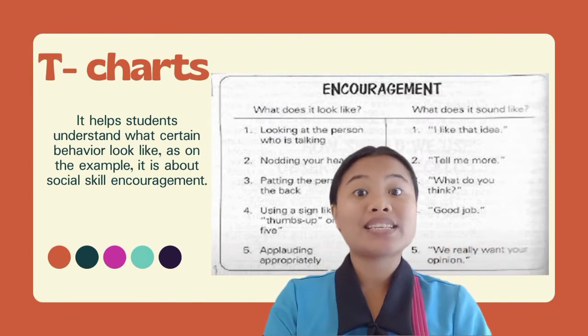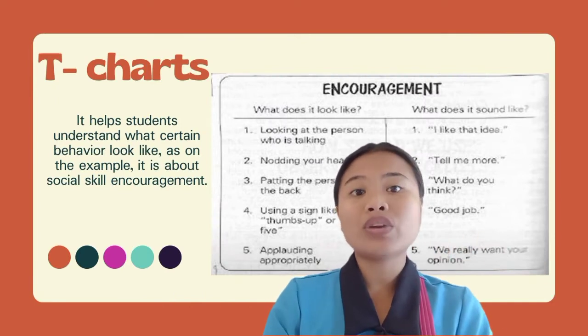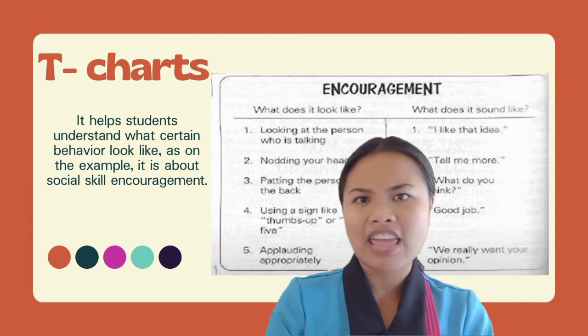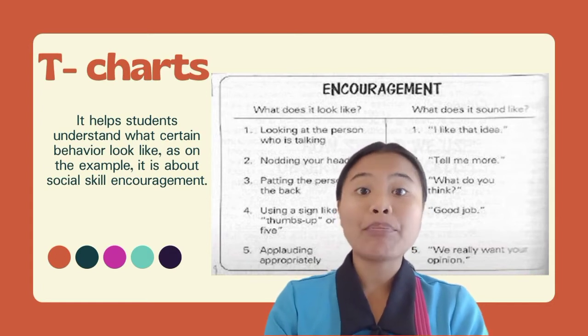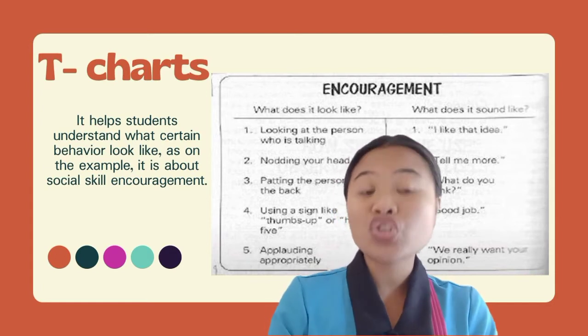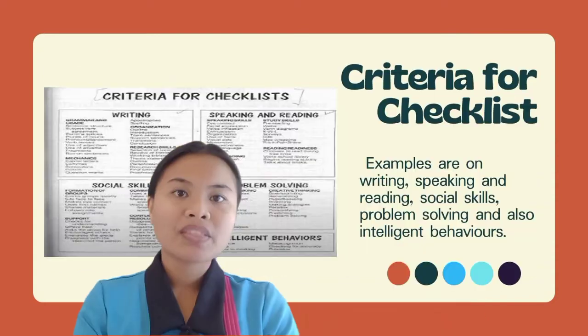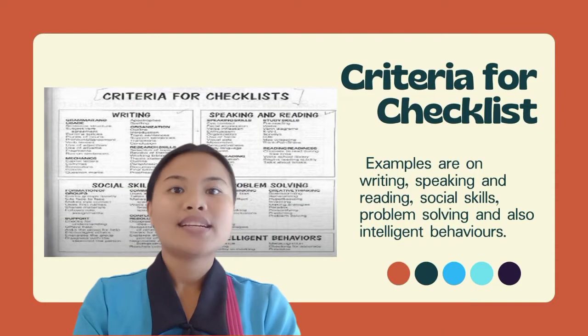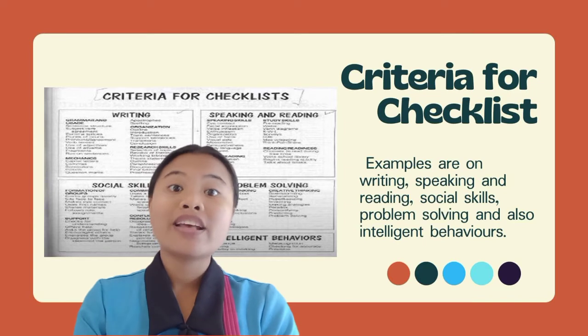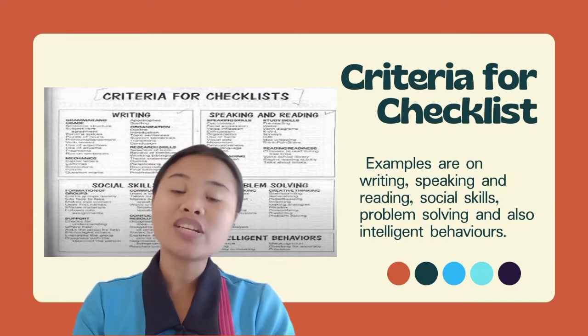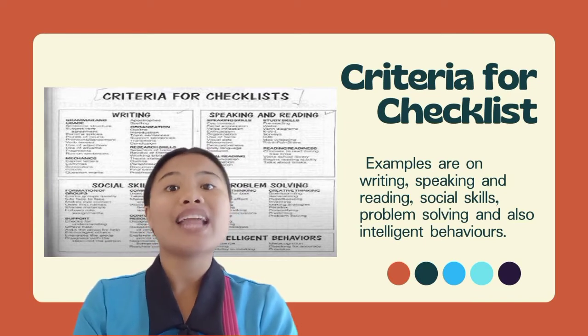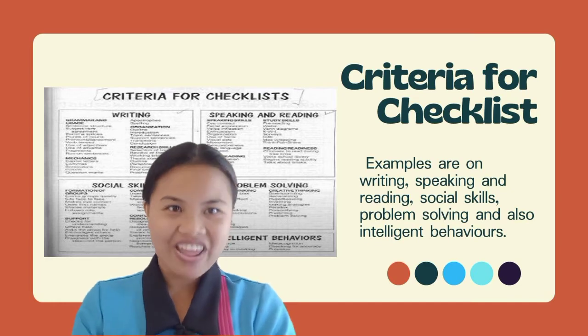The third one is the T-charts. It helps students understand what certain behavior looks like. As in the example, it is about the social skill of encouragement. Criteria for checklist: the examples are on writing, speaking, reading, social skills, problem solving, and also intelligent behavior.